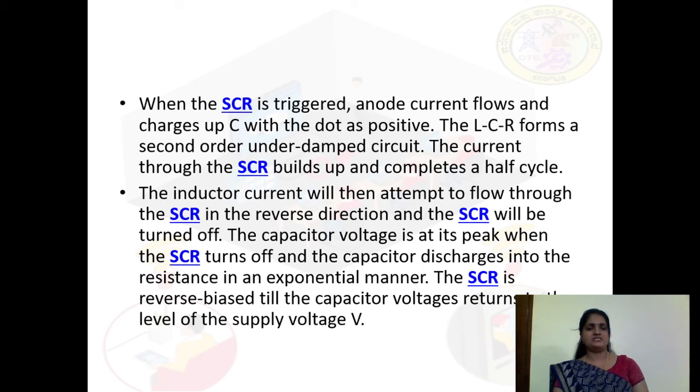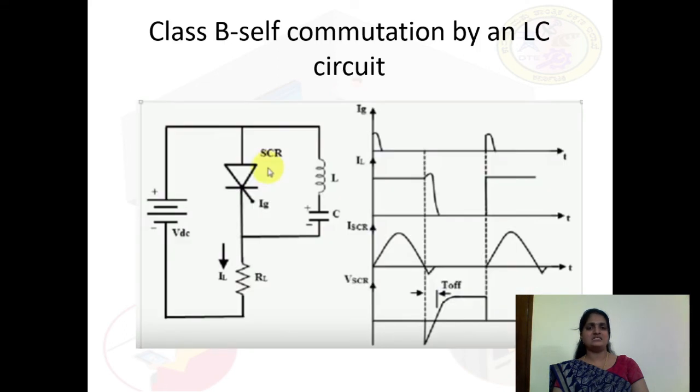The capacitor voltage is at its peak when the SCR turns off. The capacitor discharges into the resistance in an exponential manner, and the SCR is reverse biased till the capacitor voltage returns to the level of the supply voltage V. This is the information about commutation by resonating the load using an LC circuit.